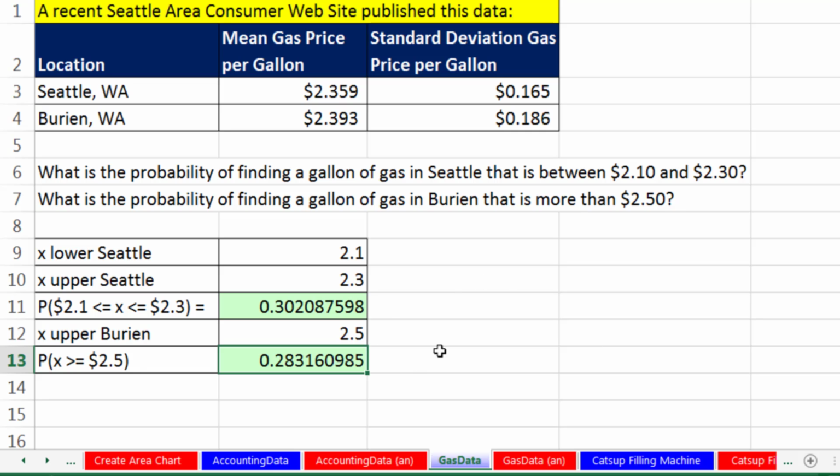Hey, that's the probability for 2.50. But what about $2.59? Instantly, we get an updated probability. The probability of getting 2.59 or above in Burien, hey, about 15%.